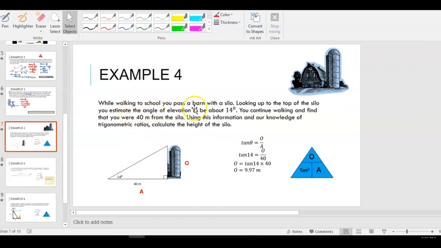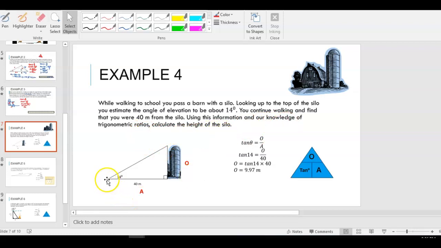While walking to school, you pass a barn with a silo. Looking up to the top of the silo, you estimate an angle of elevation to be about 14 degrees. You continue walking and find that you were 40 meters from the silo. Using this information and your knowledge of trigonometric ratios, calculate the height of the silo.